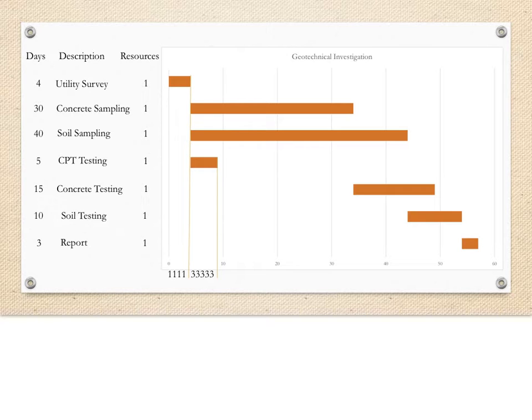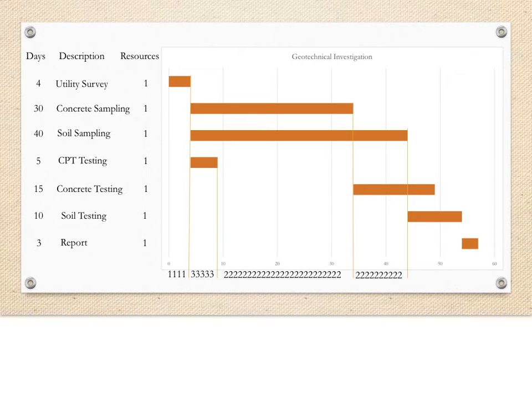When you add up the resources in days 5 through 9, we find that we need 3 resources, or 3 people, in those days, because we have 3 tasks happening at the same time, each with 1 resource needed each. After the CPT testing concludes, we only need 2 resources for the next 25 days.